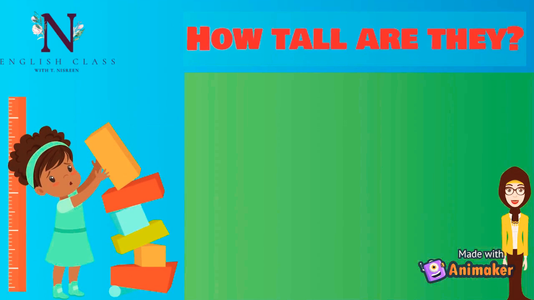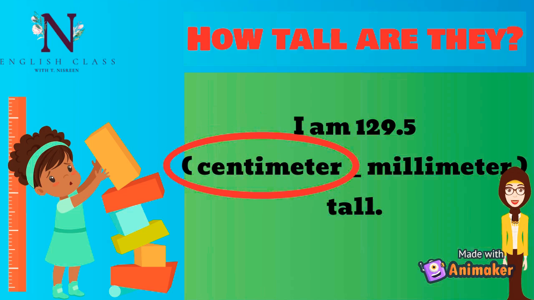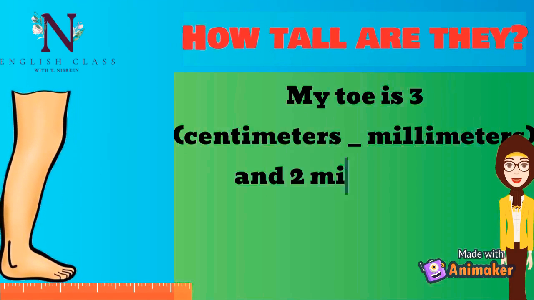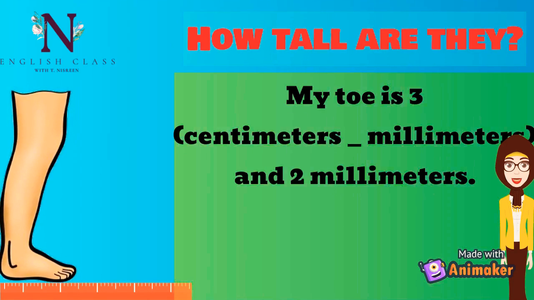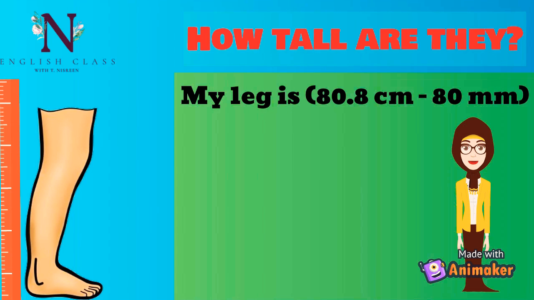It's time to practice. How tall are they? Number 1. I am 129.5 centimeters or millimeters tall? We said the millimeter is very small, so the answer is centimeters. My toe is 3 centimeters or millimeters and 2 millimeters. My toe is my finger of my leg, so I measured by centimeters. Excellent.